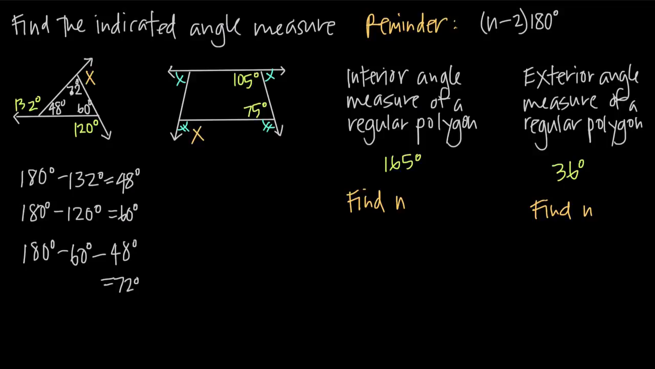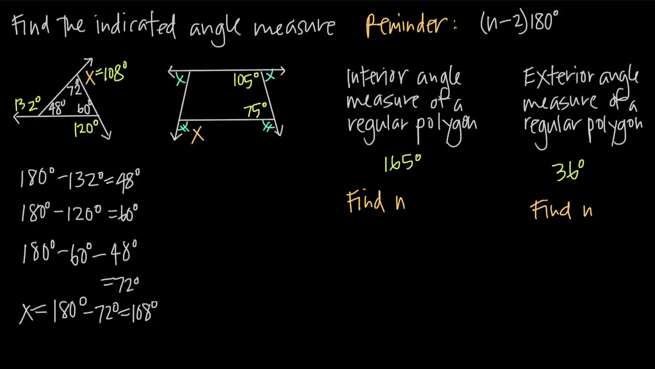And now at this point, we come back to supplementary angles, because 72 degrees and angle x here are supplementary. So we can say that x is going to equal 180 degrees minus 72 degrees, and 180 minus 72 is going to give us 108 degrees. So then we can say that x is equal to 108 degrees.